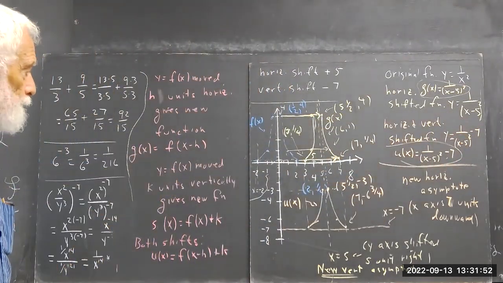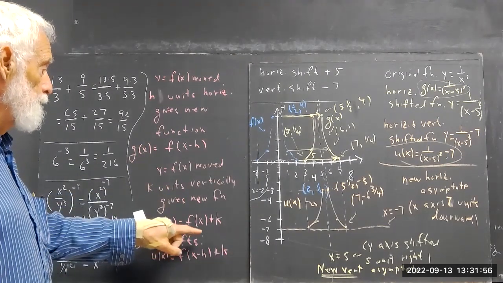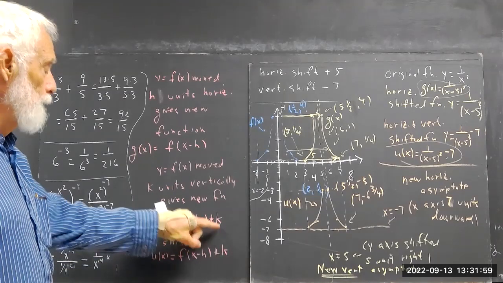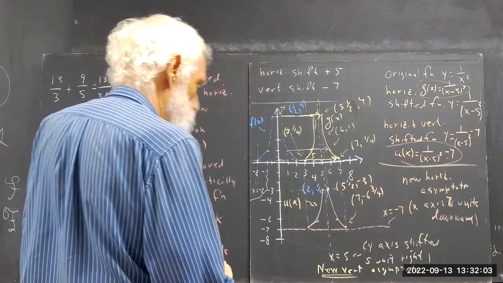Y equals f of x, moved k units vertically, gives us a new function, s of x equals f of x plus k. And that plus looks so much like multiplication.